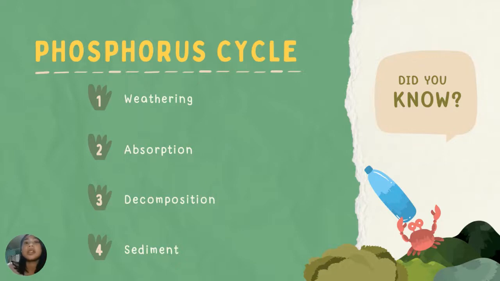Last one is sediment. Some of the phosphorus gets buried in the sediments and becomes rock. Then the cycle continues. Some of the phosphorus in the soil gets washed in the ocean where a similar process takes place.